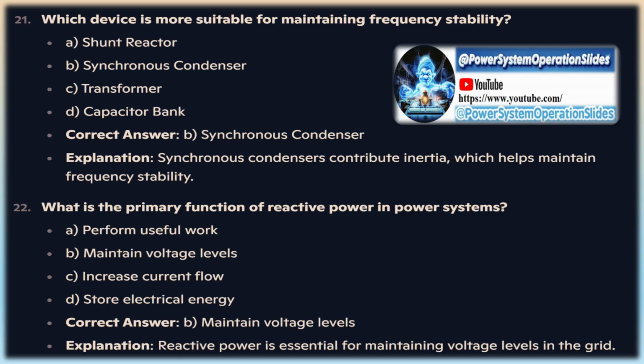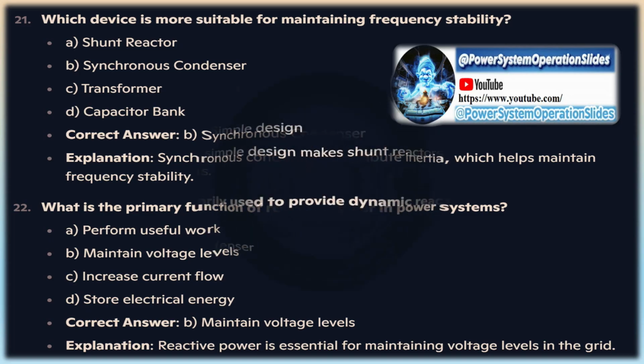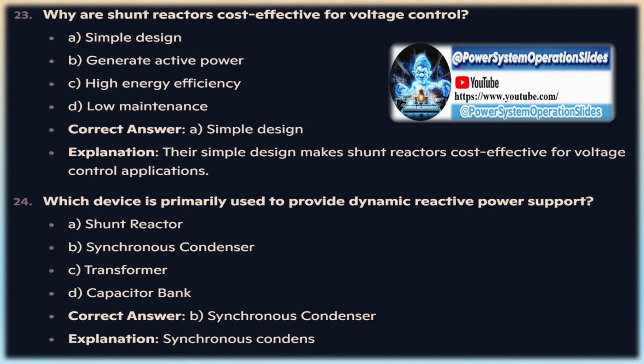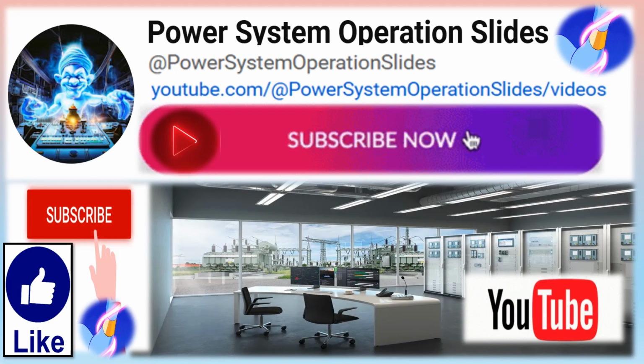Conclusion: while both synchronous condensers and shunt reactors play vital roles in power system stabilization, their applications and functions differ. Synchronous condensers provide dynamic reactive power support and inertia, making them more versatile for power system stabilization, especially in renewable-heavy grids. Shunt reactors, on the other hand, are cost-effective solutions for steady-state voltage control in long transmission lines in areas with low load demand. Choosing between them depends on the specific needs of the power system, considering factors like grid stability, renewable energy integration, and cost-effectiveness.